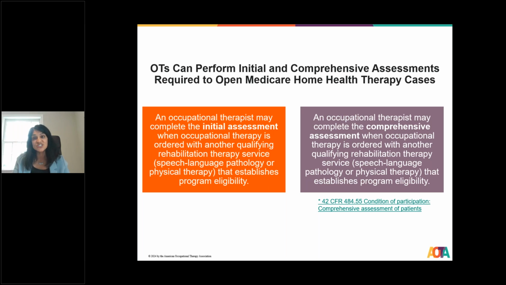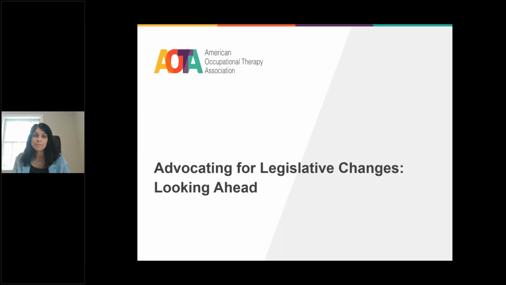We do encourage you to make sure you check your state laws and regulations to verify that occupational therapists are allowed to do the start of care in your state. There may be some exceptions, but this is generally the rule nationally. And we're going to talk about in a moment how AOTA is currently advocating for OT to be viewed as a qualifying service, meaning that another therapy would not need to be on the order. Next slide, please. So again, looking ahead, we're advocating for legislative changes in the areas that I just mentioned.